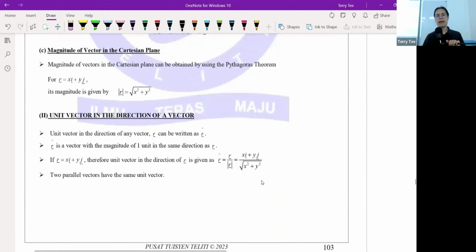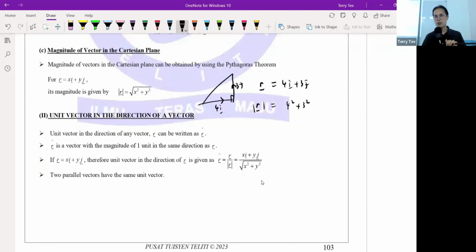Okay, so let's talk about magnitude. Magnitude is very simple. If you have a vector like 4i plus 3j, the magnitude, we just use simple Pythagoras. Let's say vector R is 4i plus 3j, right? Your magnitude of vector R is the square root of 4 squared plus 3 squared. Answer is 5.